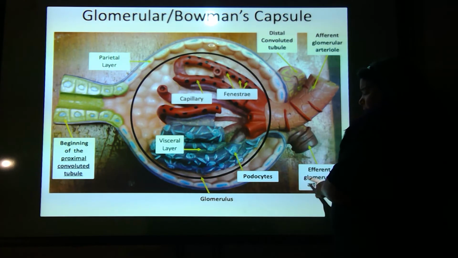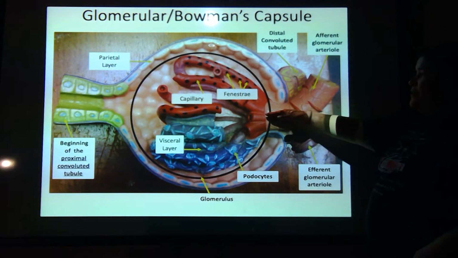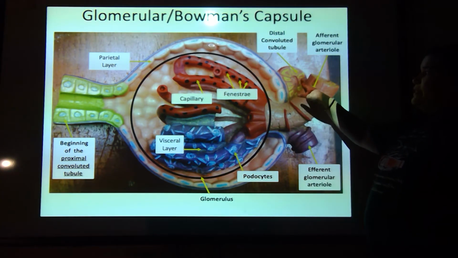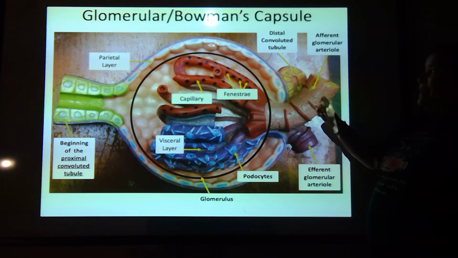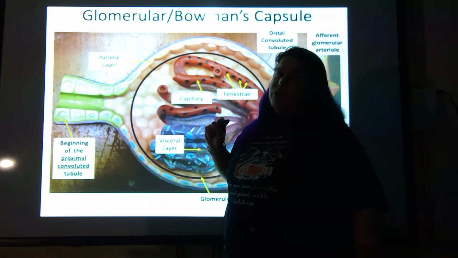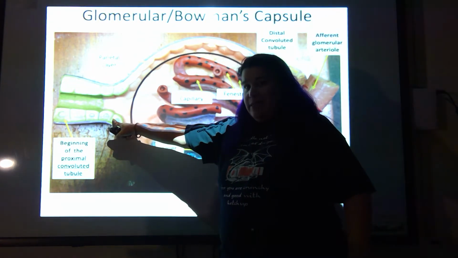This would be my efferent arteriole. So I've got the afferent coming in, this would be the efferent exiting. Here's that distal convoluted tubule right next to my afferent arteriole. And at the other end, what's right after Bowman's capsule? The proximal convoluted tubules. So that's what this is.